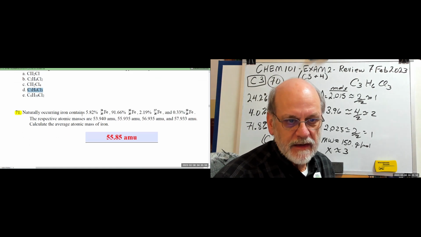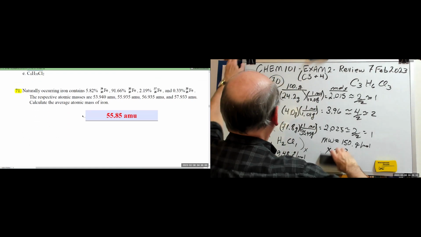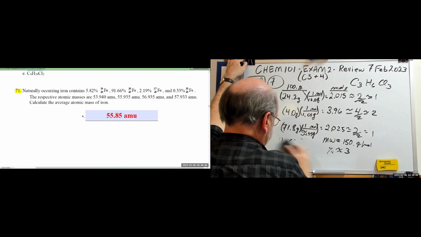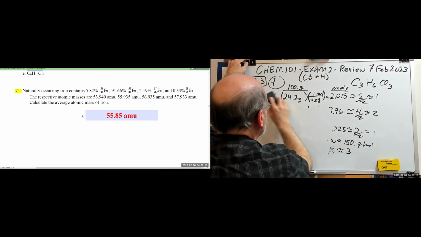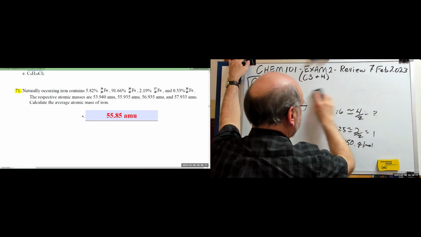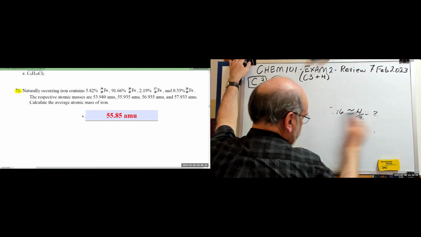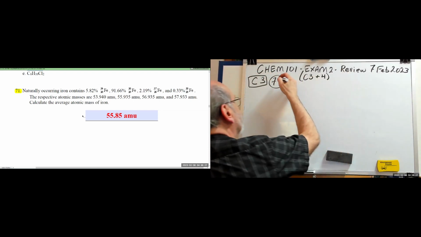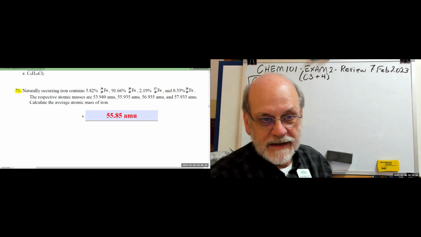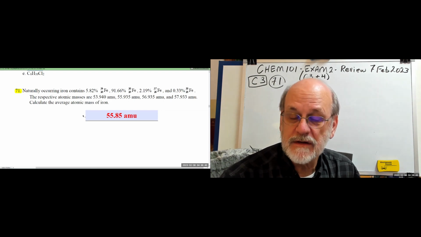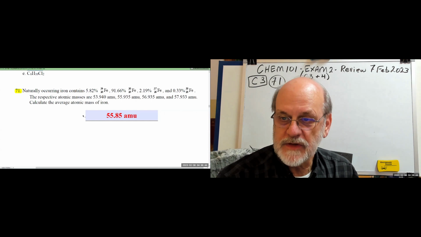That was 70. How about 71? Naturally occurring iron contains 5.82% of iron 54, 91.66% of iron 56, 2.19% of iron 57, and 0.33% of iron 58.